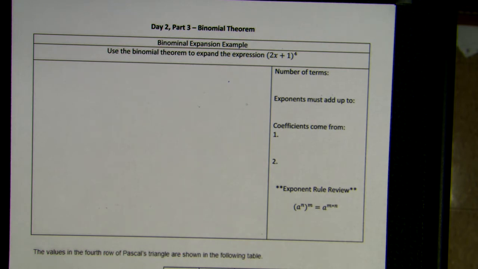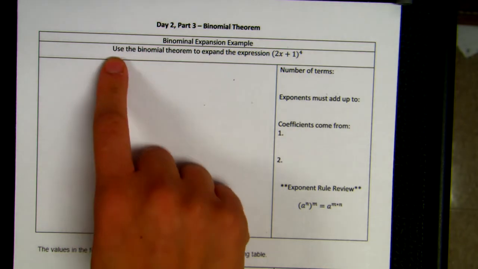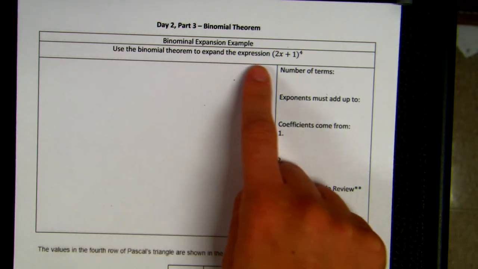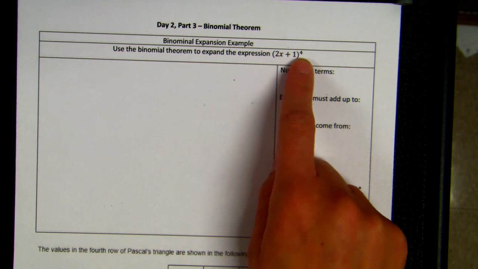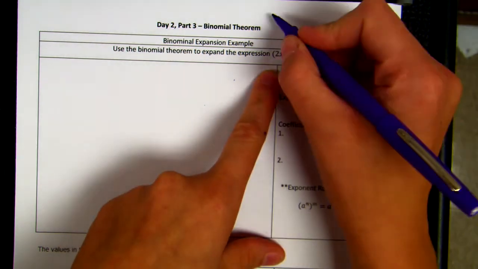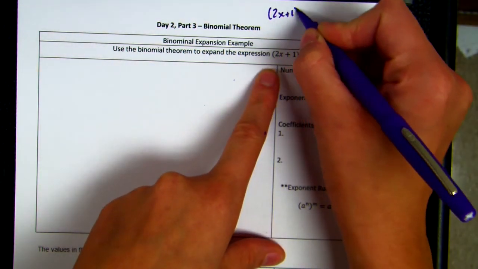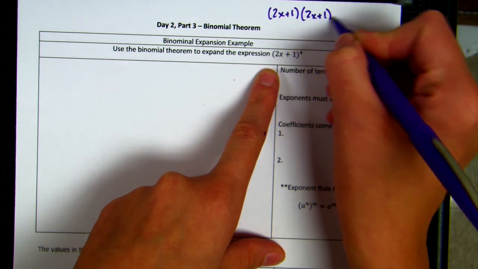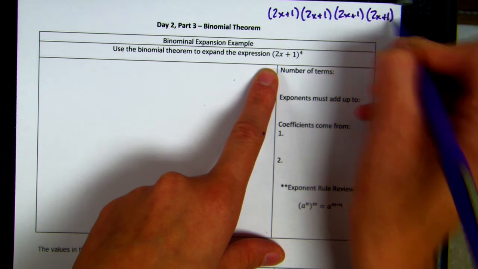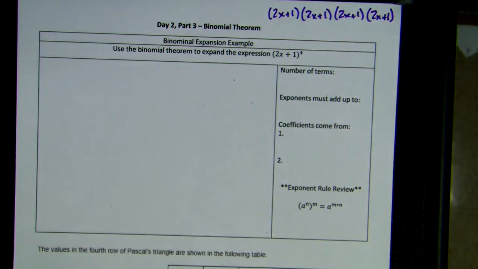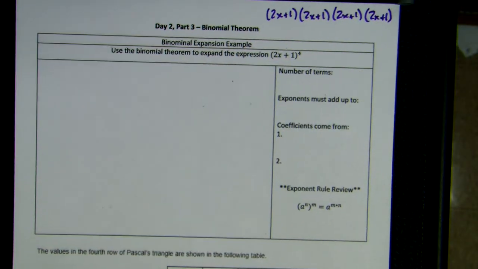Okay? Binomial theorem, like the question says here, says use the binomial theorem to expand the expression 2x plus 1 to the power of 4. Reminder that binomial theorem is essentially a shortcut to our box method. What this really represents is 2x plus 1 times another 2x plus 1 times another 2x plus 1 times a fourth 2x plus 1. We could either spend our time box methoding out every single one of those, or we can use our binomial theorem.